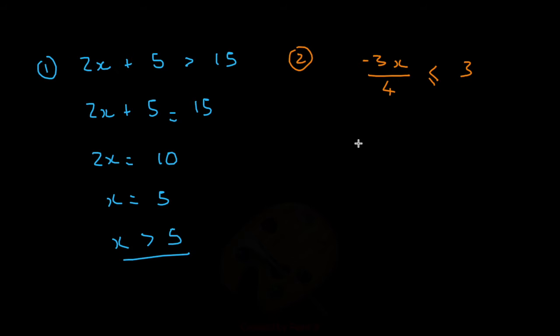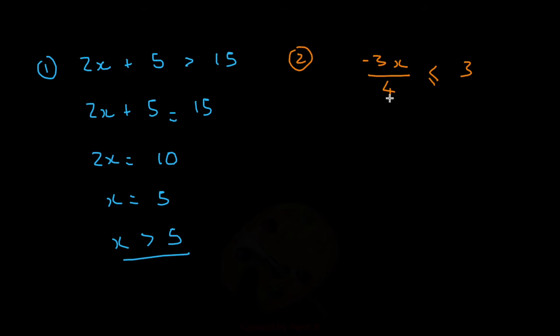However, there is one rule you have to remember. If you divide or multiply by a negative at any time when you're solving, you have to flip the inequality at the end. So let's take an example. We have minus 3x over 4 is less than or equal to 3.